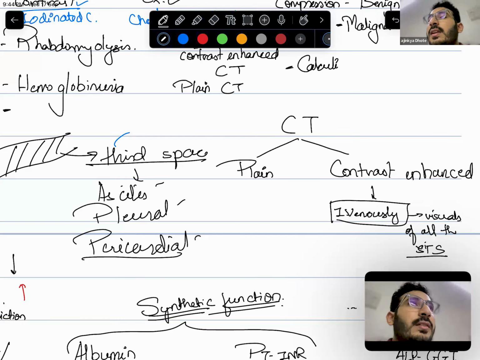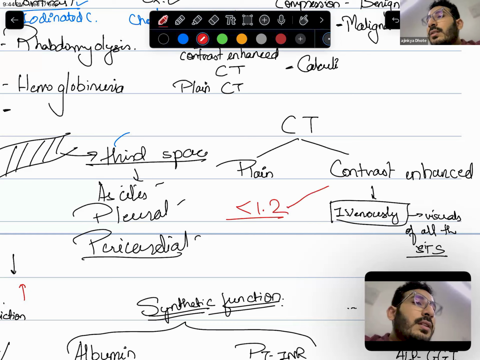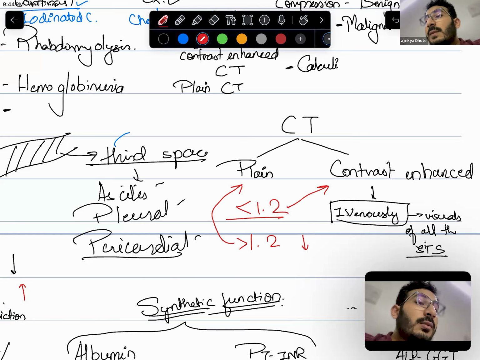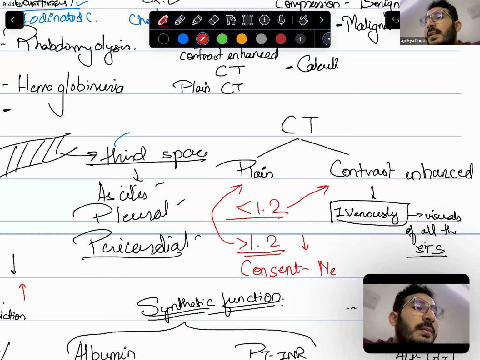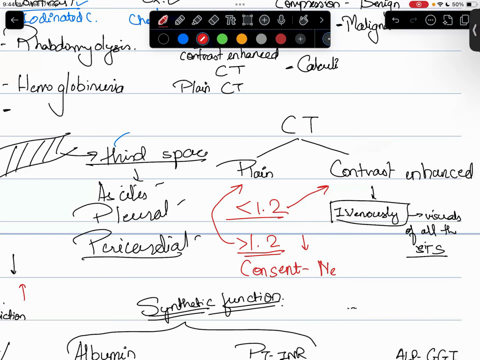It is nephrotoxic. So any patient who has a creatinine level of less than 1.2, you can go ahead for a contrast enhanced CT scan. But any patient who has a creatinine of 1.2 or more, you have to either lower down the creatinine or do a plain scan, if that's possible. And along with that, if you have to do the scan in an emergency, you have to take a high risk consent, where you have to explain to the patient about the risk of nephrotoxicity.